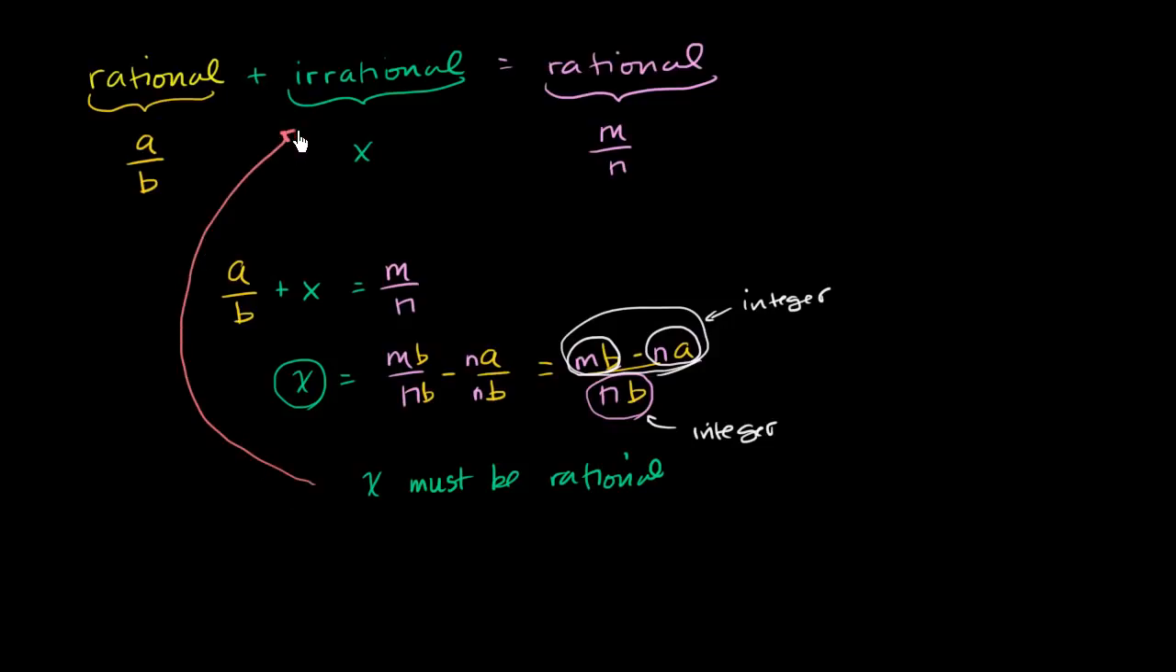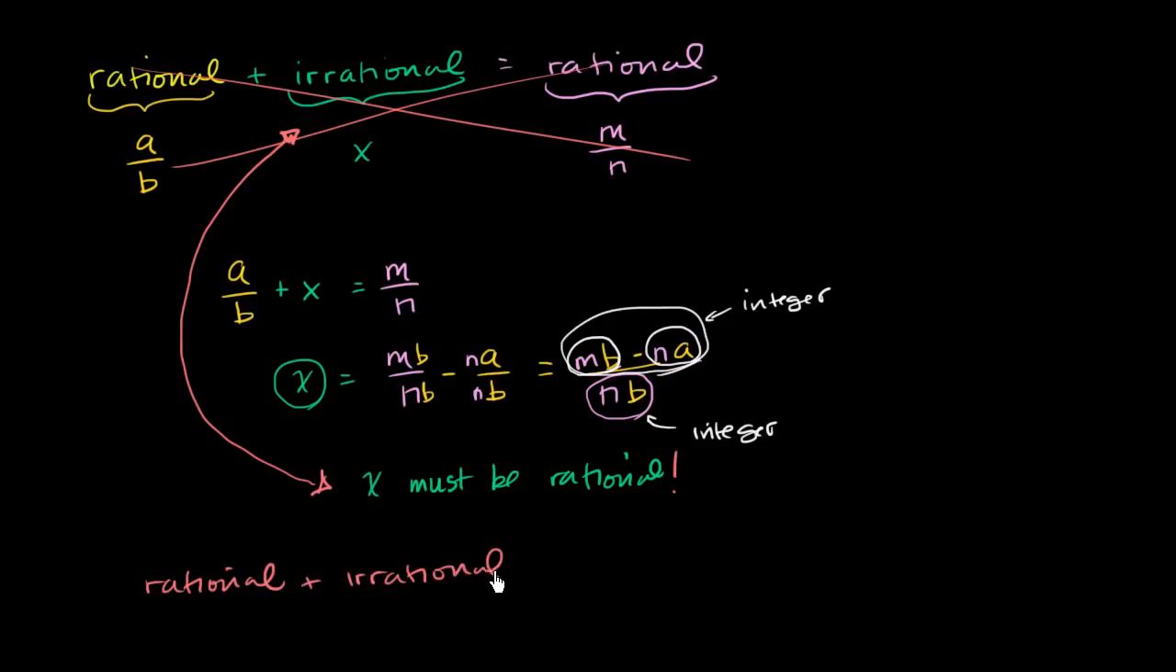The assumption was that x is irrational. Now we got that x must be rational. So therefore, this cannot be the case. A rational plus an irrational must be irrational. Let me write that down. A rational plus an irrational must be irrational.